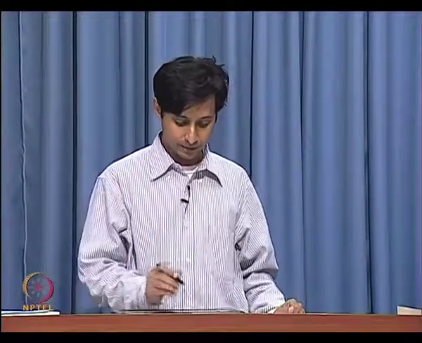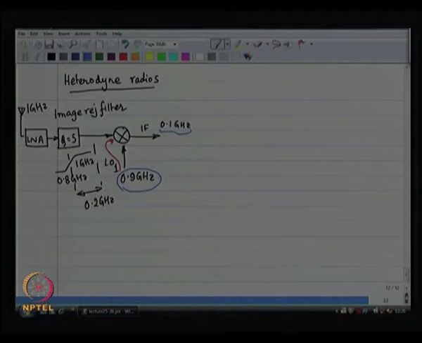So, the intermediate frequency will be a significant fraction of the original frequency. Here the intermediate frequency I have chosen is 0.1 gigahertz. If I wanted 0.01 gigahertz, then LO would be 0.99 gigahertz, then my Q would be this frequency divided by the IF frequency by 2 or so.